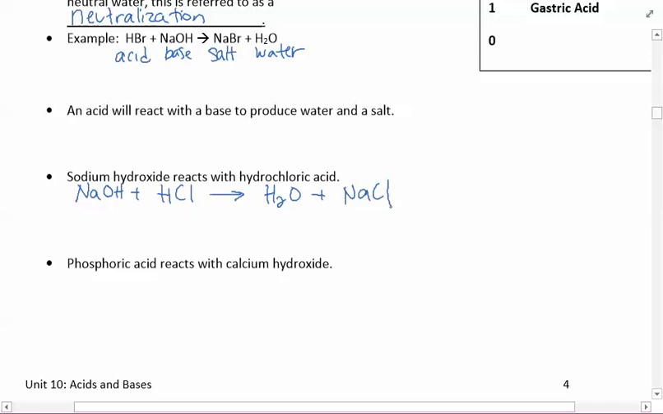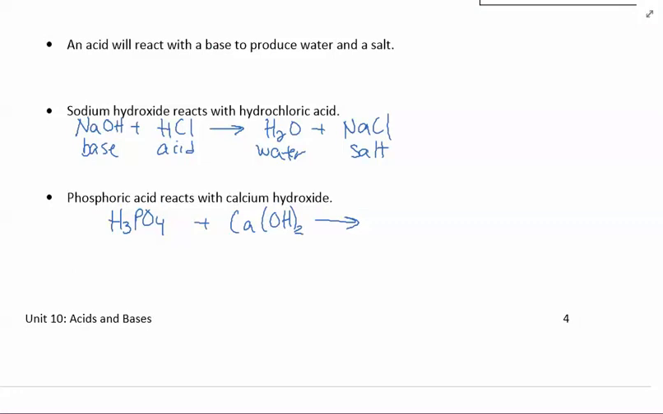This reaction is balanced. One of the things that might be asked of you is to identify the salt and water. Water is super easy to identify. The salt is kind of whatever is left over. You have your base and your acid as well, and you could also be asked to identify those.